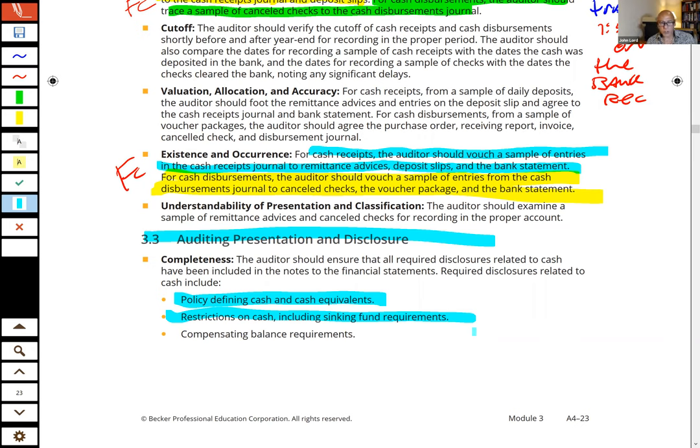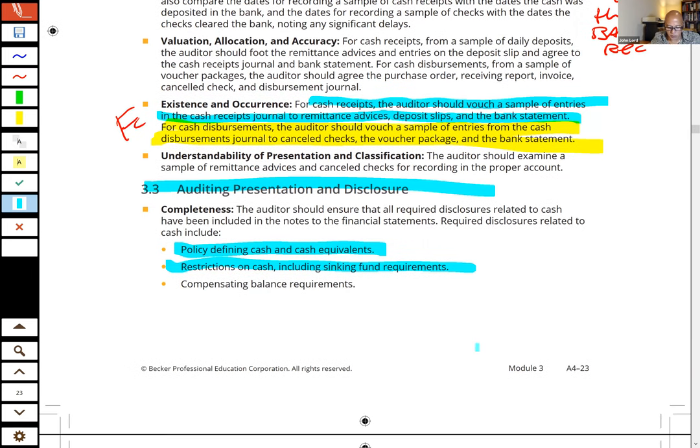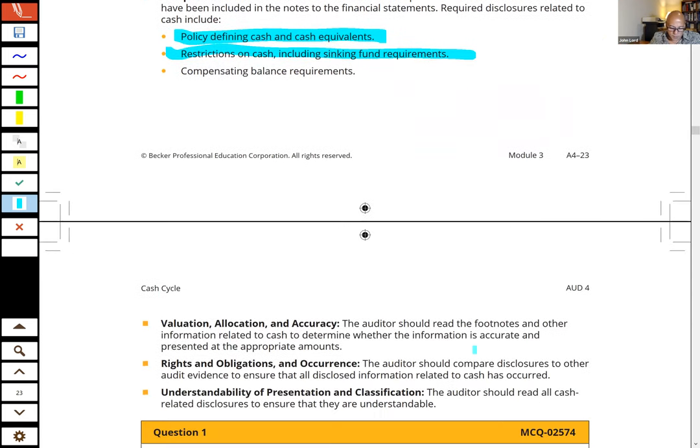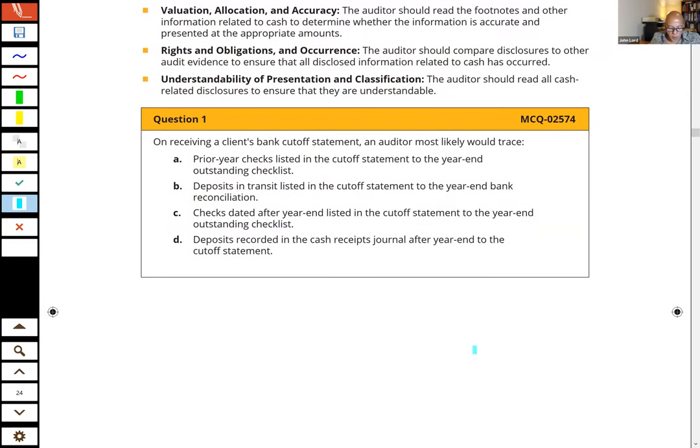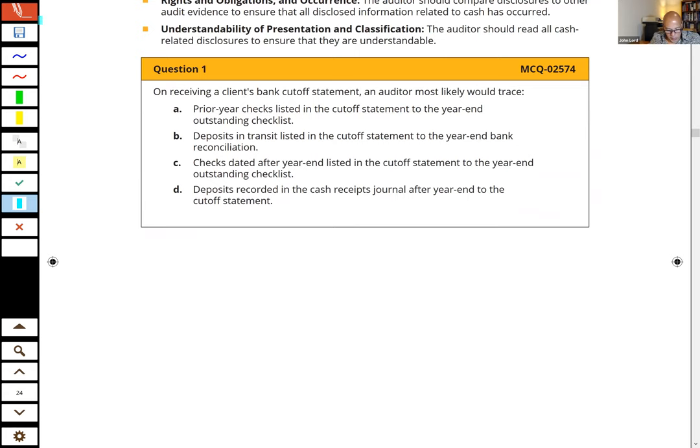Because the reality is, when you're doing an audit, you're going to have a disclosure checklist. Some nerd in the firm is going to sit there and come up with all the things that need to be disclosed, and you're just going to check off to see that they've made all those disclosures. But just be aware, if you see a question in your homework that talks about presentation disclosure and footnote requirements, make sure you're comfortable with how you would audit that if you get a question on the exam. Okay, good. Let's take a look at this question.